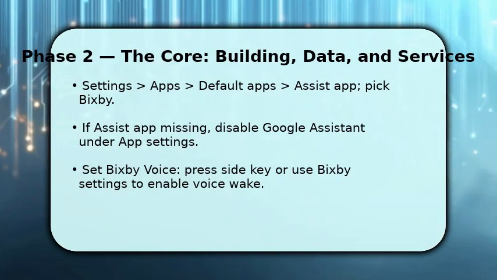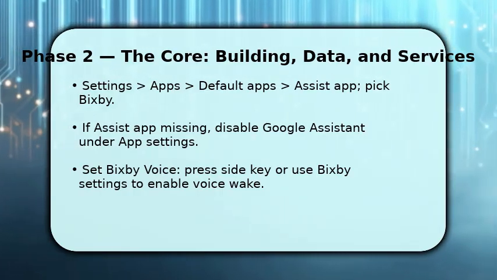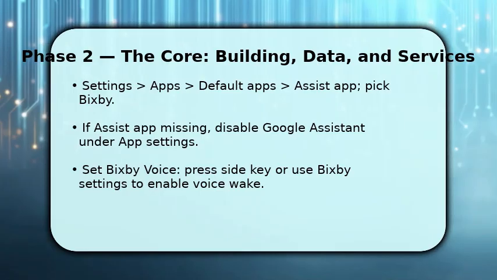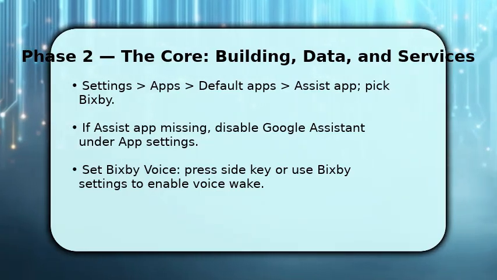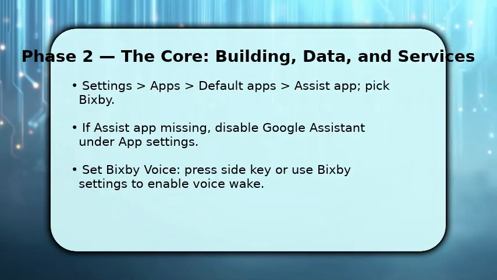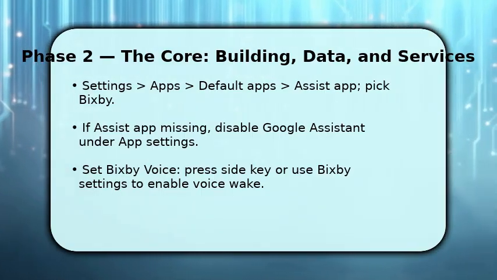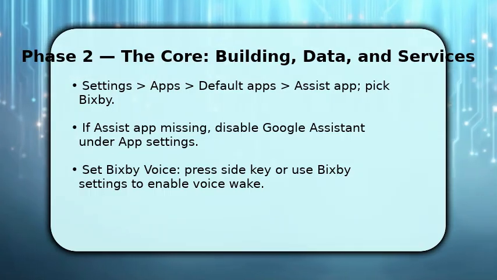You now change the default assistant. Open Settings, Apps, Default Apps, Assist app and select Bixby as the default. This reroutes Assistant intents from Google to Bixby. If you don't see Assist app, disable Google Assistant in App Settings, then force stop and clear cache for the Google app to remove conflicts.